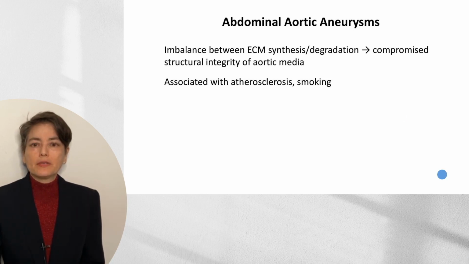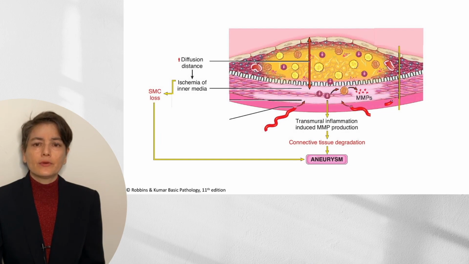So therefore, when we see this in the context of atherosclerosis, we end up with compromised structural integrity of the aortic media. And the strongest correlation is going to be with atherosclerosis, and I'll show you an image which will explain why this is, and also with smoking. So why is atherosclerosis so associated with aortic aneurysms in the abdomen?